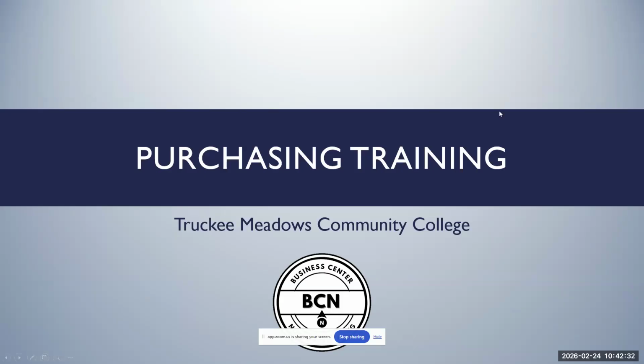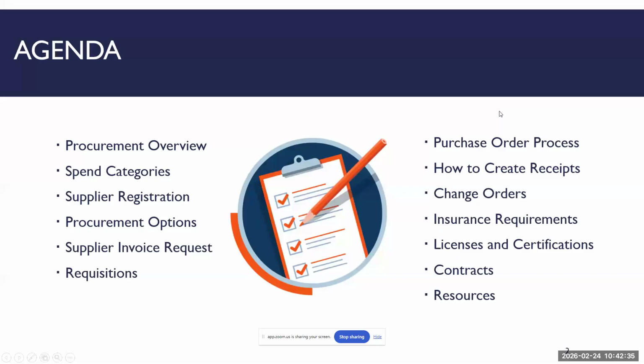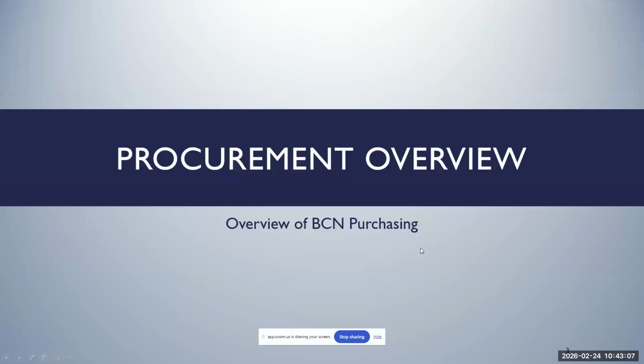So first, we're just going to start off with what you're going to learn today. The agenda today, we have a variety of different items we're going to go over. We'll do a quick procurement overview, touch on spend categories and supplier registration. We've got our procurement options, and then we go through all those different procurement options. We also will touch on insurance requirements, licenses and certifications, and contracts, as Adriel mentioned. She'll briefly talk about contracts. And then throughout, we'll talk about the different resources that are available, and I'll recap all of those so that you have access to those resources.